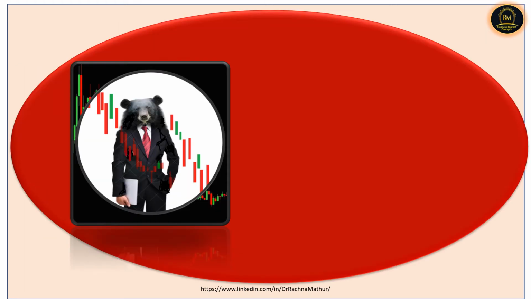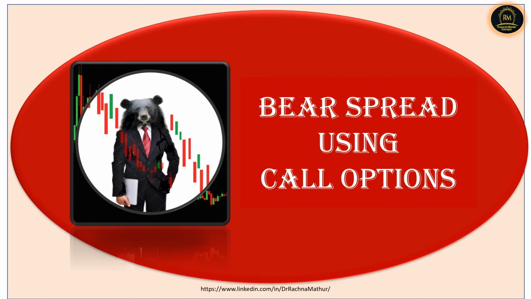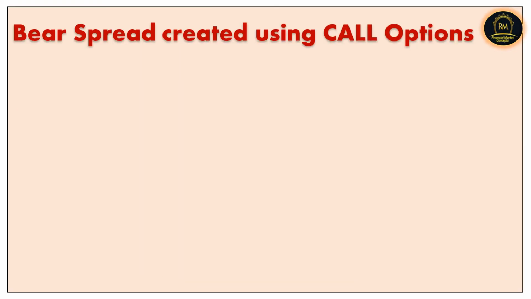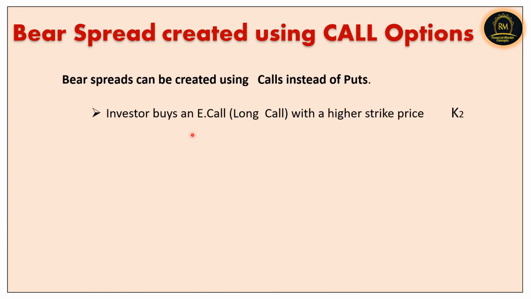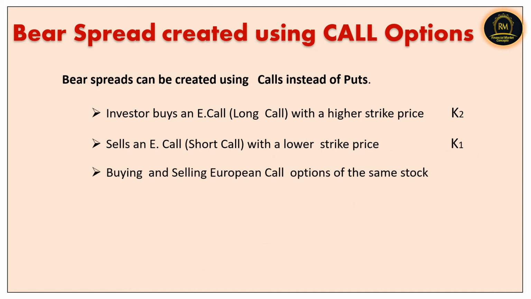Till now we have seen how a bear spread is created by using a put option. Now we will see how to create a bear spread using call options. A call option, when used to create a bear spread, requires the investor to buy a European call at a higher strike of K2. Along with that, he sells a European call with a lower strike of K1. So both buying and selling is done on a European call on the same stock and at the same expiry.